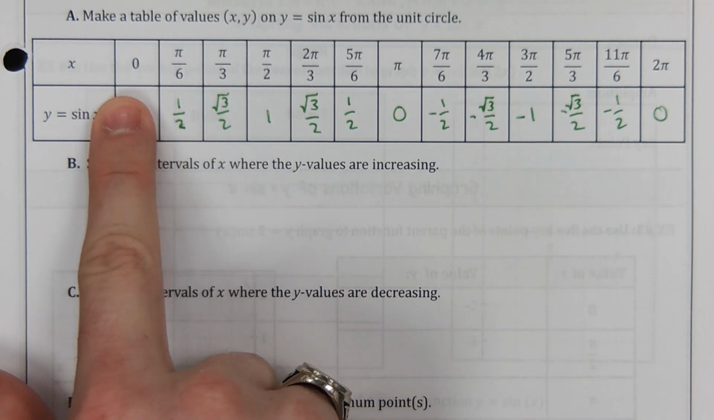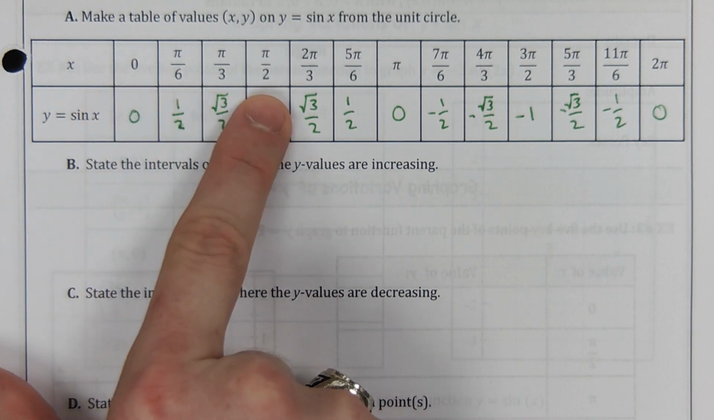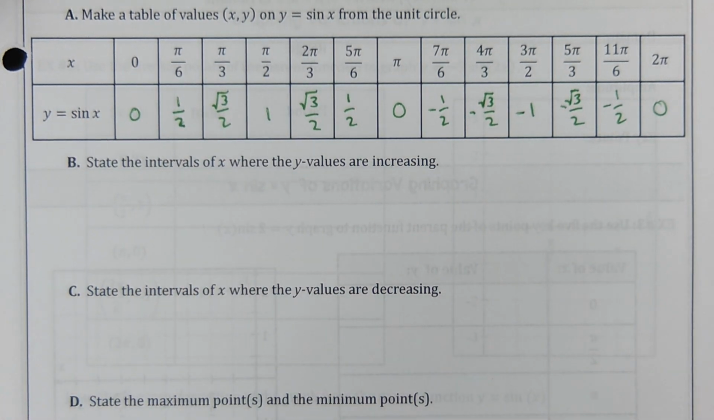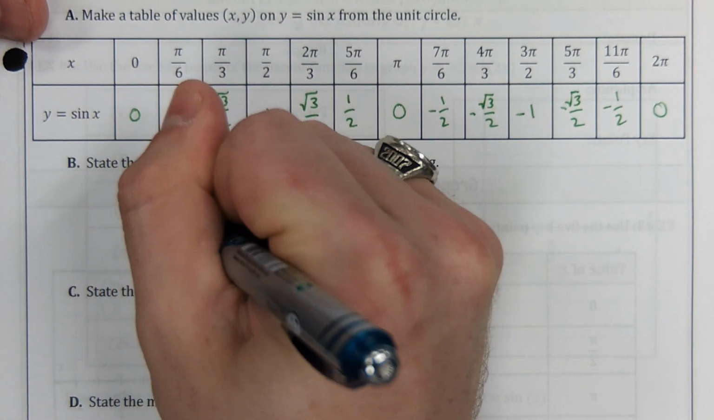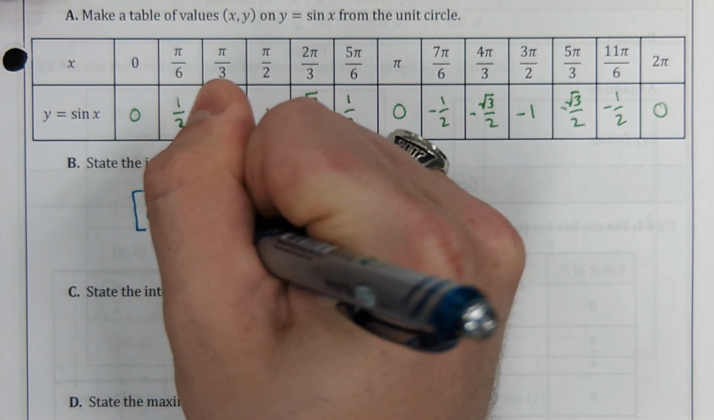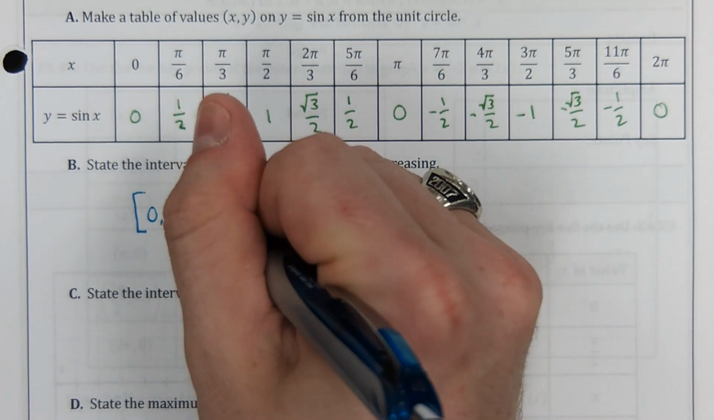So beginning at 0, I am increasing, but when do I stop increasing? At pi over 2. So from 0 to pi over 2, we are increasing. Remember, College Board wants us using brackets at zones where increasing and decreasing change. Okay?